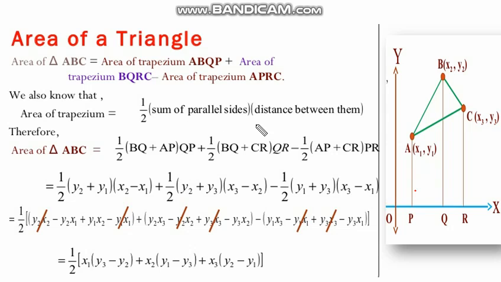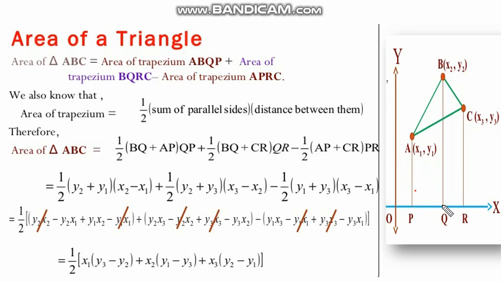So the sum of parallel sides here. Which are the parallel sides? BQ and AP. And which is the height? The height is QP, because this is perpendicular to the y-axis, so this is the height of this trapezium. First we need to find BQ. How do we find BQ?